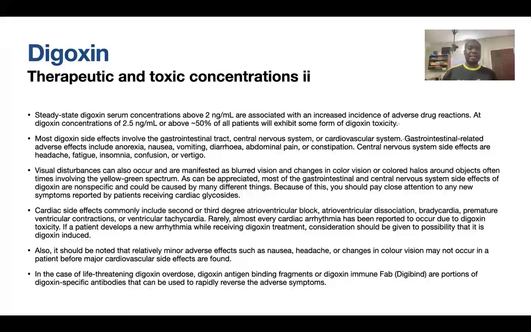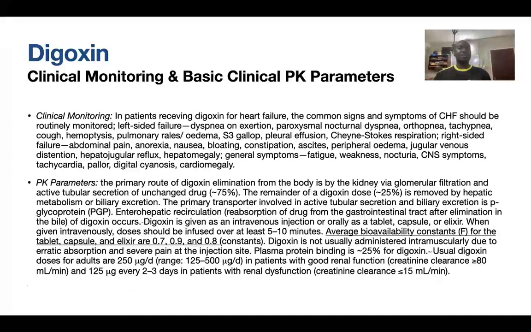Okay, it should be noted also that in the case of life-threatening digoxin overdose, digoxin antigen binding fragments, or digoxin immune Fab, are portions of digoxin specific antibodies that can be used to rapidly reverse those symptoms. That's very important. That's a specific antidote for digoxin poisoning.